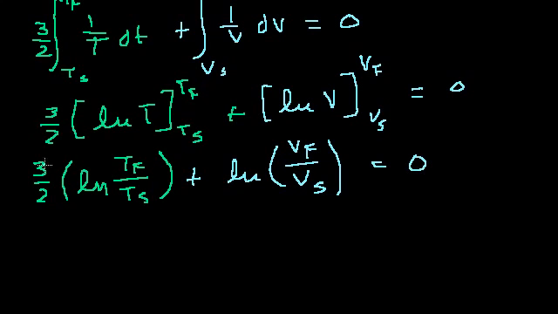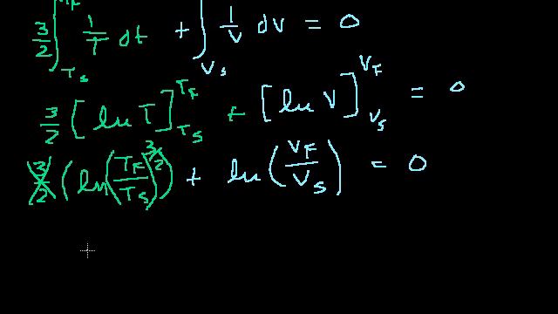And now, this coefficient out front, we can use our logarithmic properties. Instead of putting a 3/2 natural log of this, we can rewrite this as the natural log of Tf over Ts to the 3/2. Now we can keep doing our logarithm properties. You take the log of something plus the log of something. That's equal to the log of their product.